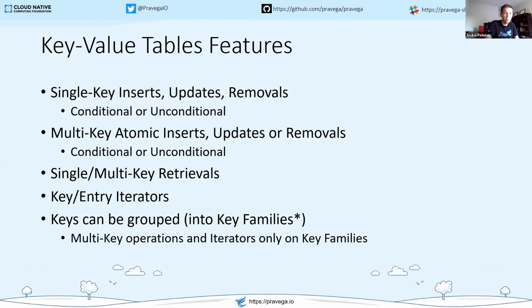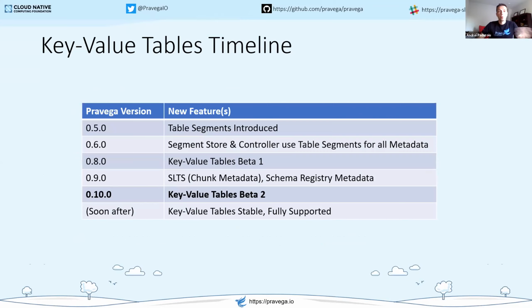But I put a little star there because with the changes that we're planning to make in 0.10, we're actually gonna retire key families and replace them with something much more useful, and we'll talk about it in a few slides. So a quick summary of the history of KeyValue tables. We introduced them about 3 years ago in 0.5 when we first made table segments. Next release, we moved all of the segment store and controller metadata to use table segments.